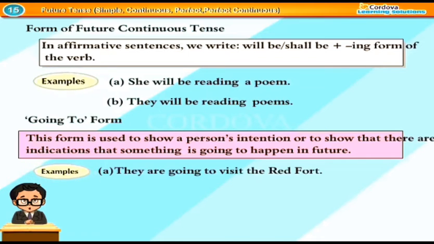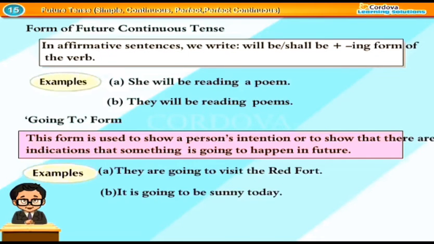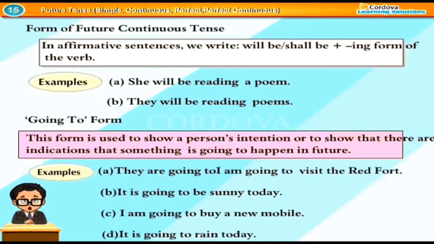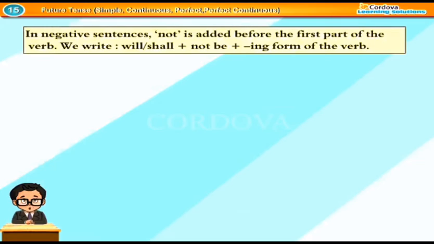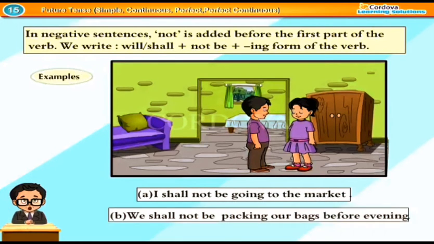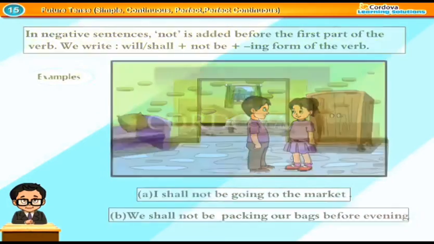Examples. They are going to visit the Red Fort. It is going to be sunny today. I am going to buy a new mobile. It is going to rain today. In negative sentences, not is added before the first part of the verb. We write will, shall, plus not be, plus ing form of the verb. Examples. I shall not be going to the market. We shall not be packing our bags before evening.